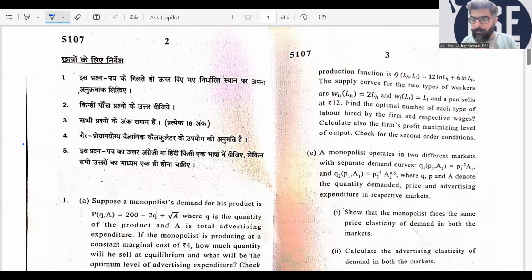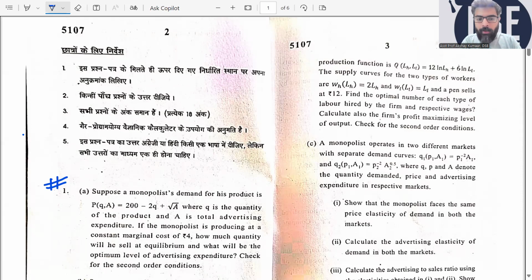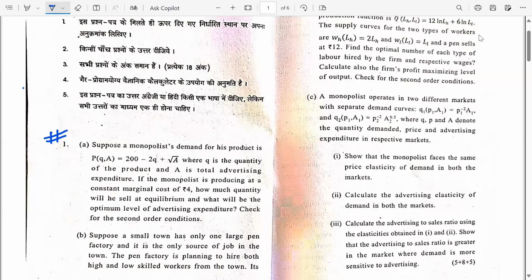I hope all the students can see the question paper on your screens. Okay, so in this lecture, I'm going to start with the discussion of question 1. So let's quickly start with the discussion of this past year question paper. So let's quickly solve part A first of question number 1.